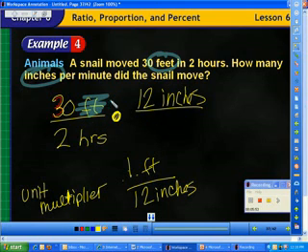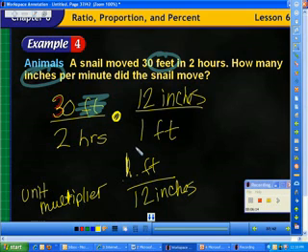You have to set it up so that if feet are up here in the numerator of the ratio, feet have to be in the denominator of the other ratio. Now, I'm going to multiply 30 feet per 2 hours by 12 inches over 1 foot. Am I actually changing the value of the amount that's given to me in the problem? No. How come? Because 12 inches over 1 foot is technically just a big old souped up 1. It's just a big fancy way of writing a 1.